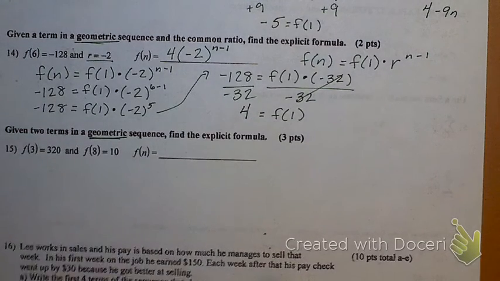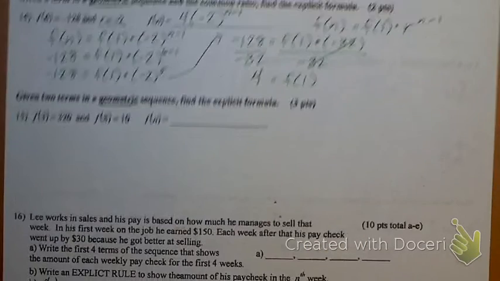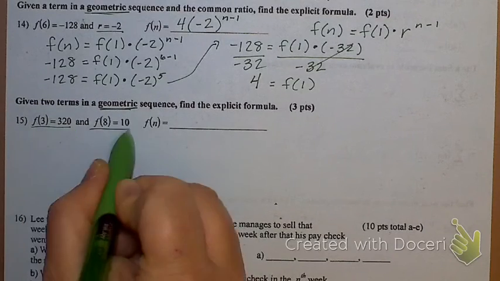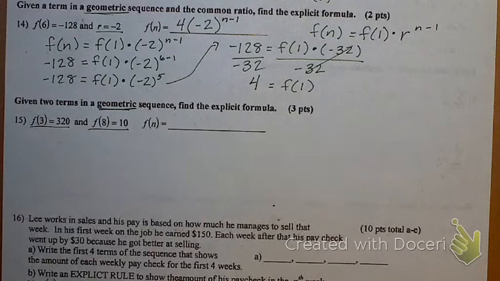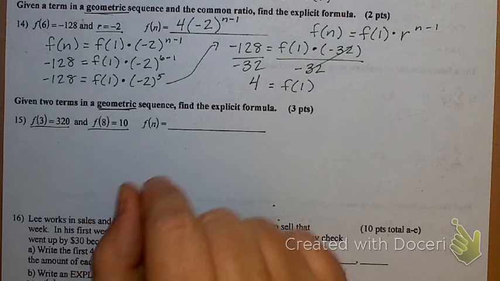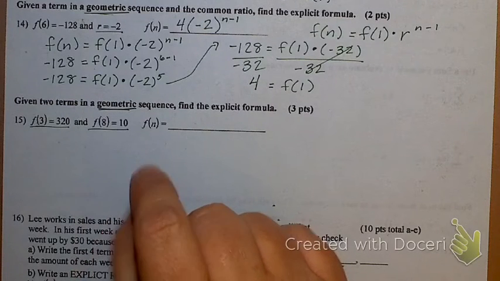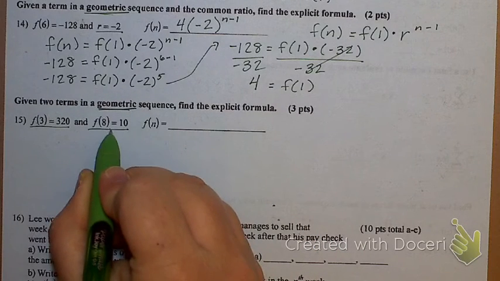All right, number 15. Two terms in a geometric sequence. I need to plug both of these terms in. I'm going to do this strategically because I want the one that's going to end up with the higher exponent on top. So which one should I plug in first? 320. The one that's going to give me a higher exponent needs to be on top. So I'm going to think ahead and plug in this one first, because that's going to give me a higher exponent when I'm plugging it in.